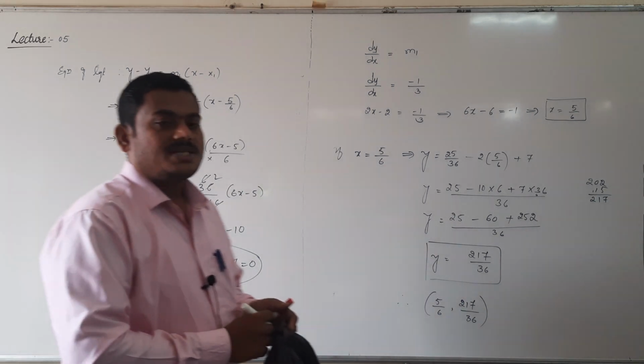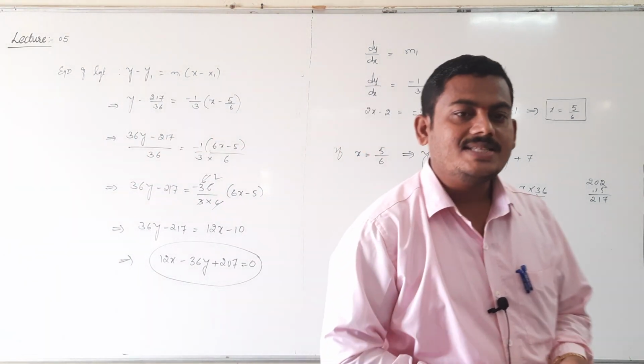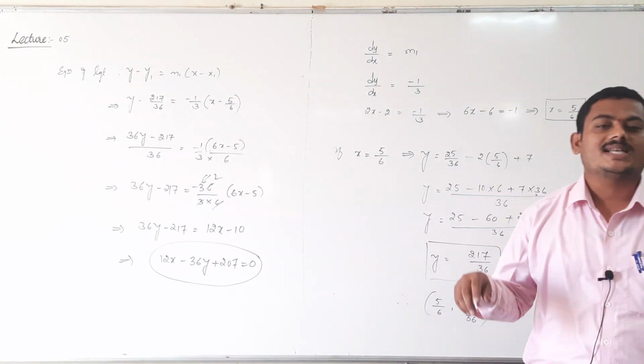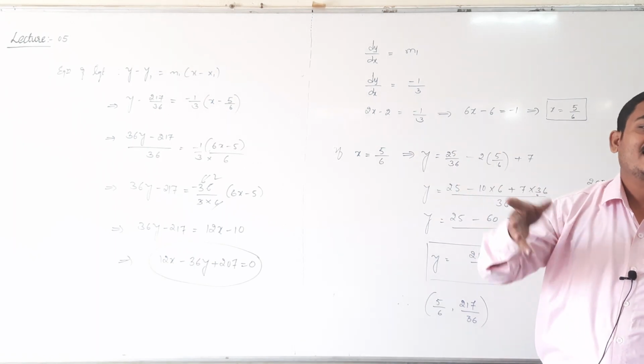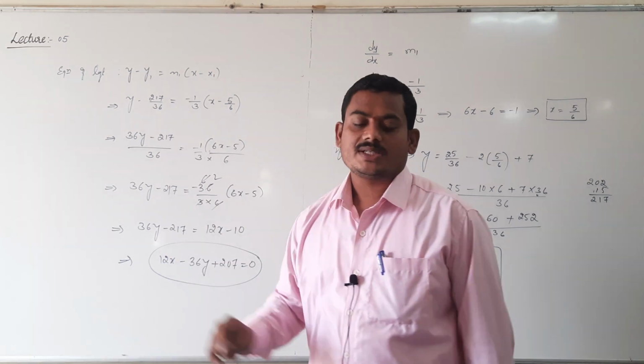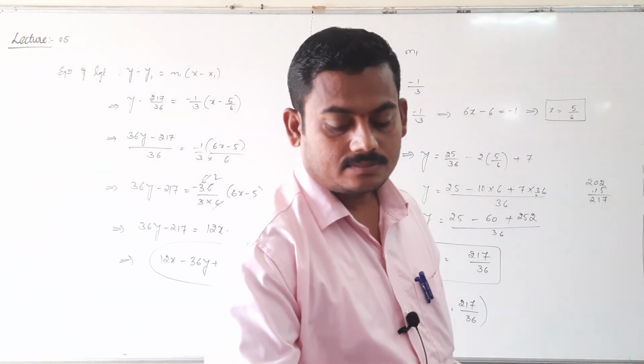In this case, first find the slope of the tangent line using the given condition. After getting the slope of the tangent line, find one point on that curve, right? This is our required equation of the tangent line.